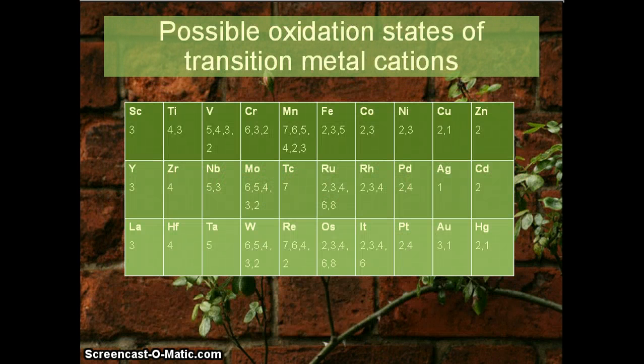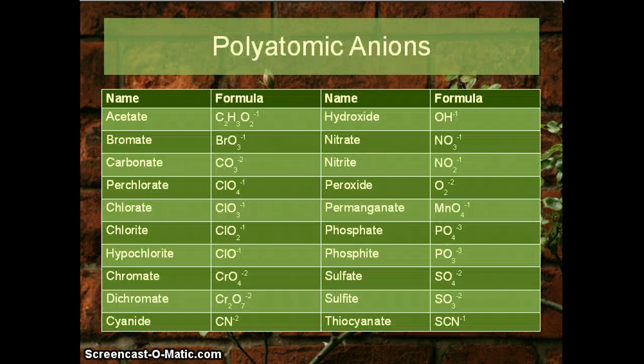This slide shows the atomic symbols of the transition metals and lists their possible oxidation states. This slide shows a table of polyatomic anions with their formula and ionic charge.